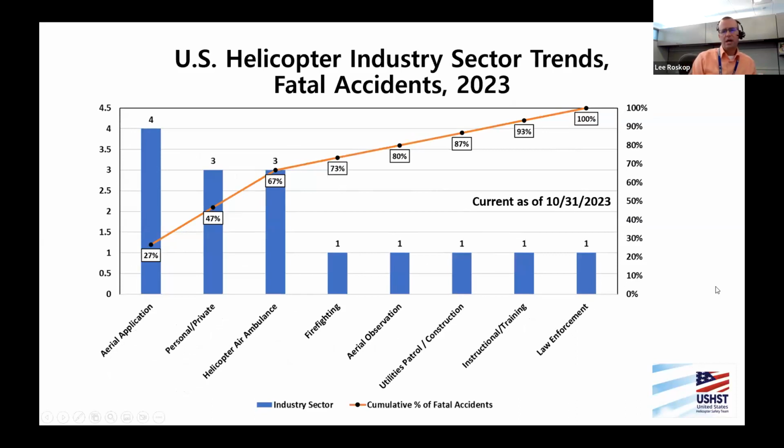This chart is the same kind of style, but just focused on the fatal accidents versus the overall accidents. I can see aerial application, which is our Part 137 ag operators, is leading in this one with 4 fatal accidents for the year. Those were all in July and August. 3 of the 4 of them were in July, and 3 of the 4 of them also had wire strike involvement. And the investigations are still in process.